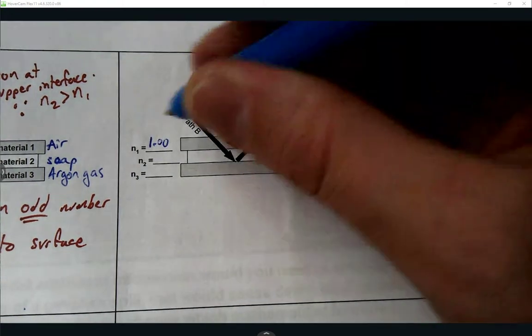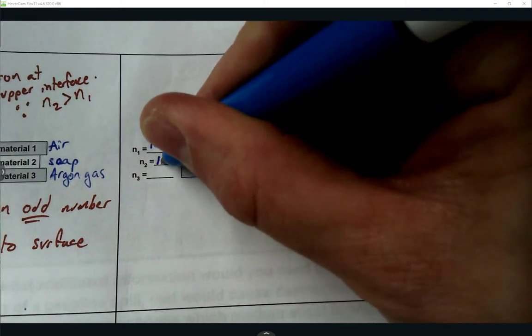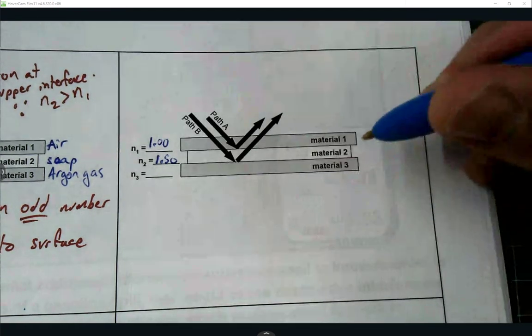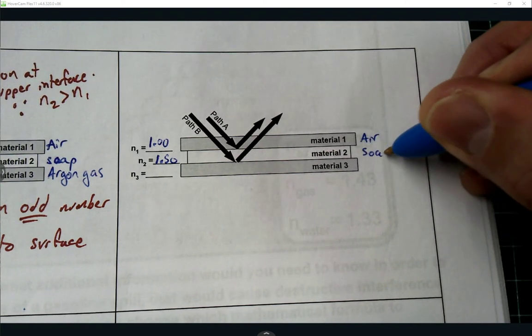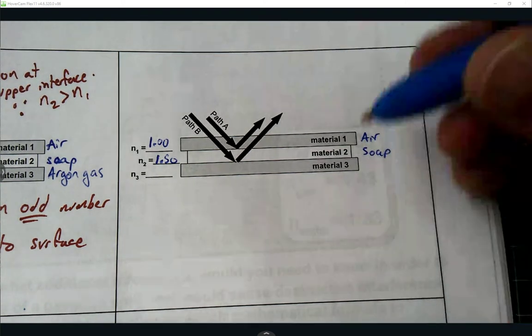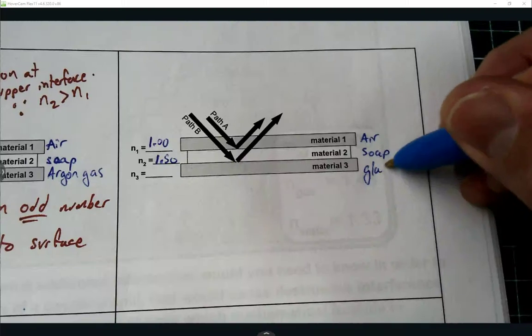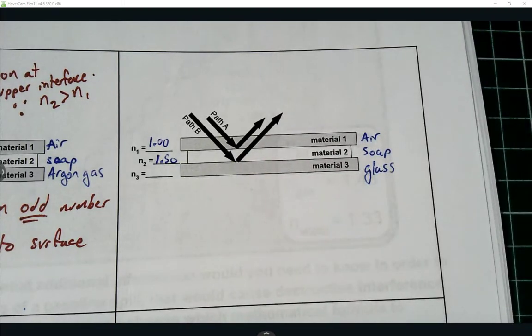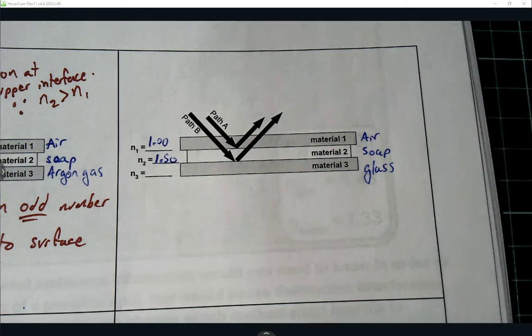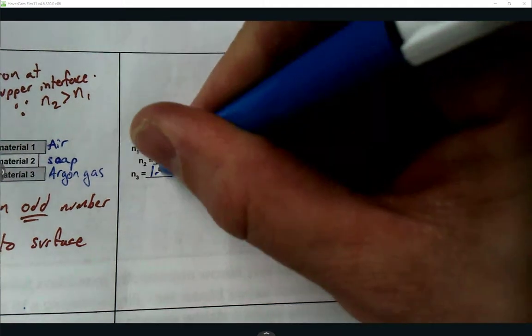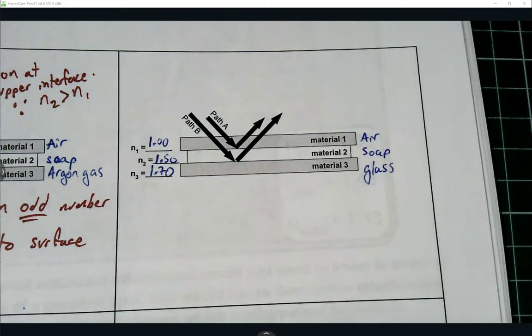Index of refraction 2 is going to be 1.5 again. And so it looks like we're probably still dealing with air and soap. But the third material, I'd like it to be glass. And again, it depends on what the impurities are in the glass, but crown glass is considered to be about 1.70. Okay? So 1.70 for our glass.